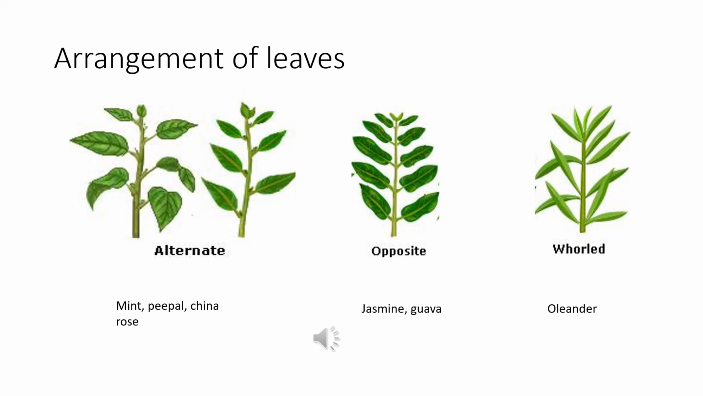So like this, the alternate arrangement of leaves is there, and in opposite arrangement, from each node there are two leaves growing on opposite sides, and this is known as the opposite arrangement of leaves or opposite phyllotaxy. And in whorled phyllotaxy, from each node three or more leaves are growing and they are giving a whorl-like appearance. The example of alternate phyllotaxy is seen in mustard, peepal, China rose, etc. The example of opposite phyllotaxy is seen in jasmine, guava, and the whorled phyllotaxy is seen in oleander species.